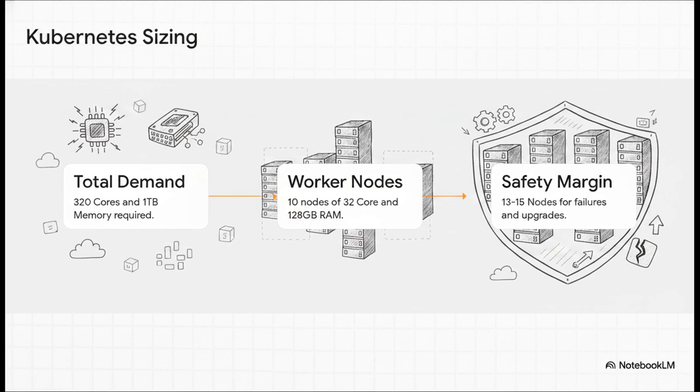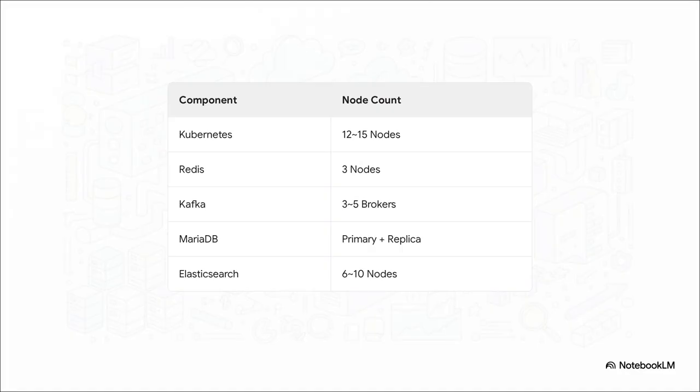But again, we're architects. We don't just provision exactly what we need. Nodes fail. Systems require rolling upgrades, so we add in our crucial safety margin, padding that final design to 13 to 15 worker nodes just to ensure absolute resilience. Seeing it all laid out like this is honestly a thing of beauty. We now have a complete, resilient enterprise stack.